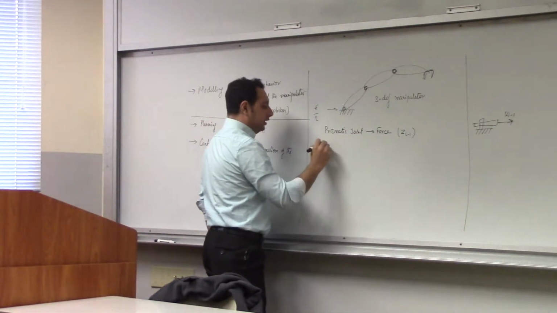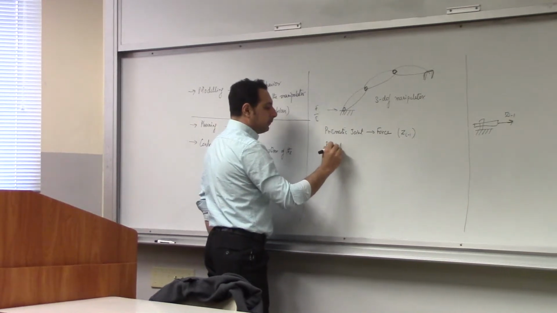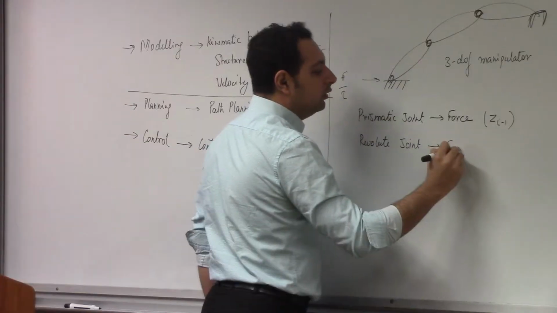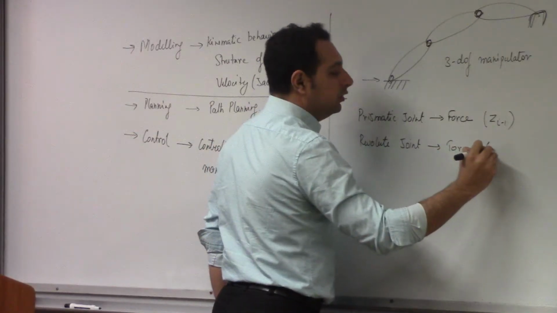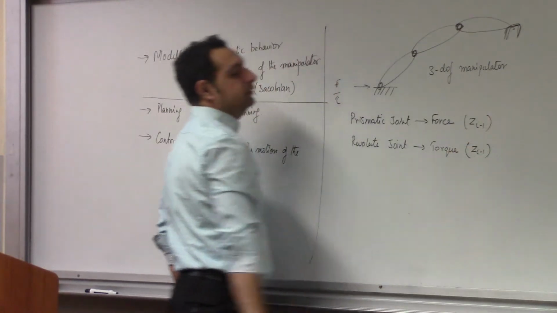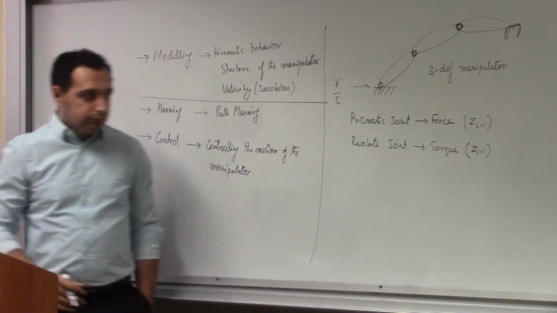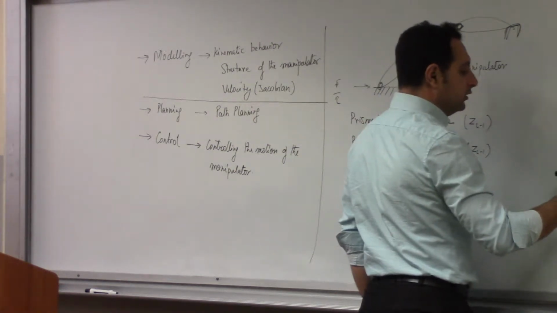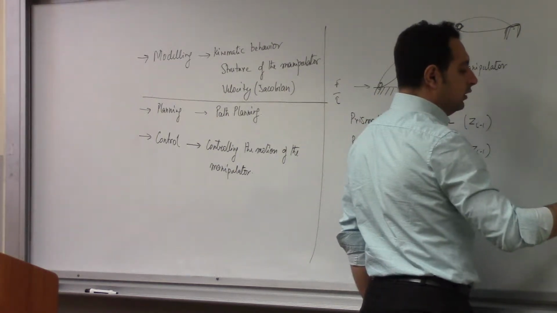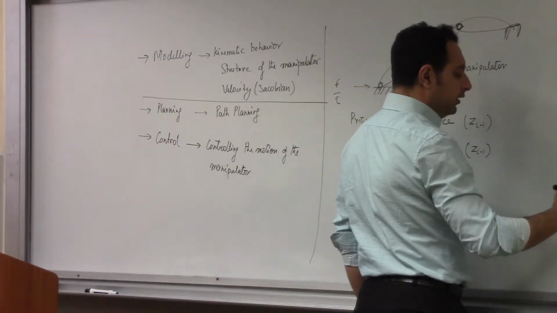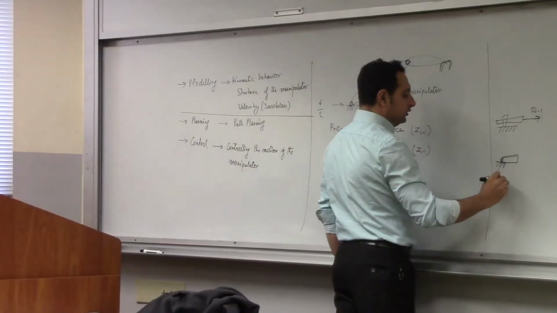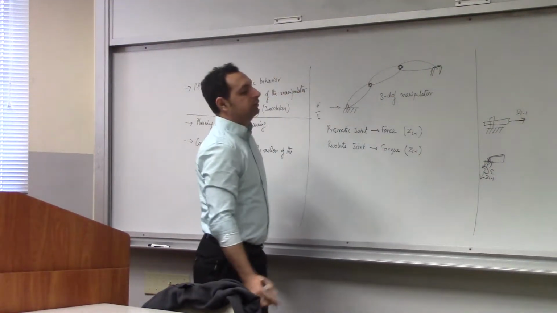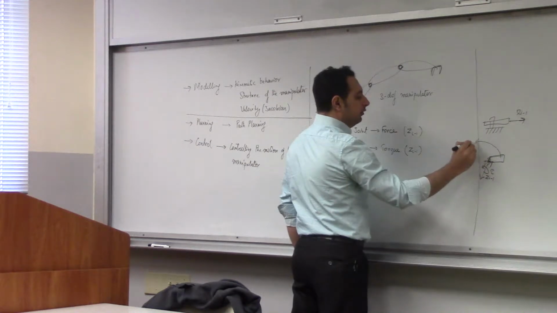Same way, if you have a revolute joint, this will be a torque about Zi. Now, torque is basically a force that will rotate the joint. So if you have a joint like this that you want to move, and this is a perpendicular axis, Zi minus 1, you'll apply a torque like this to move the joint however you like.